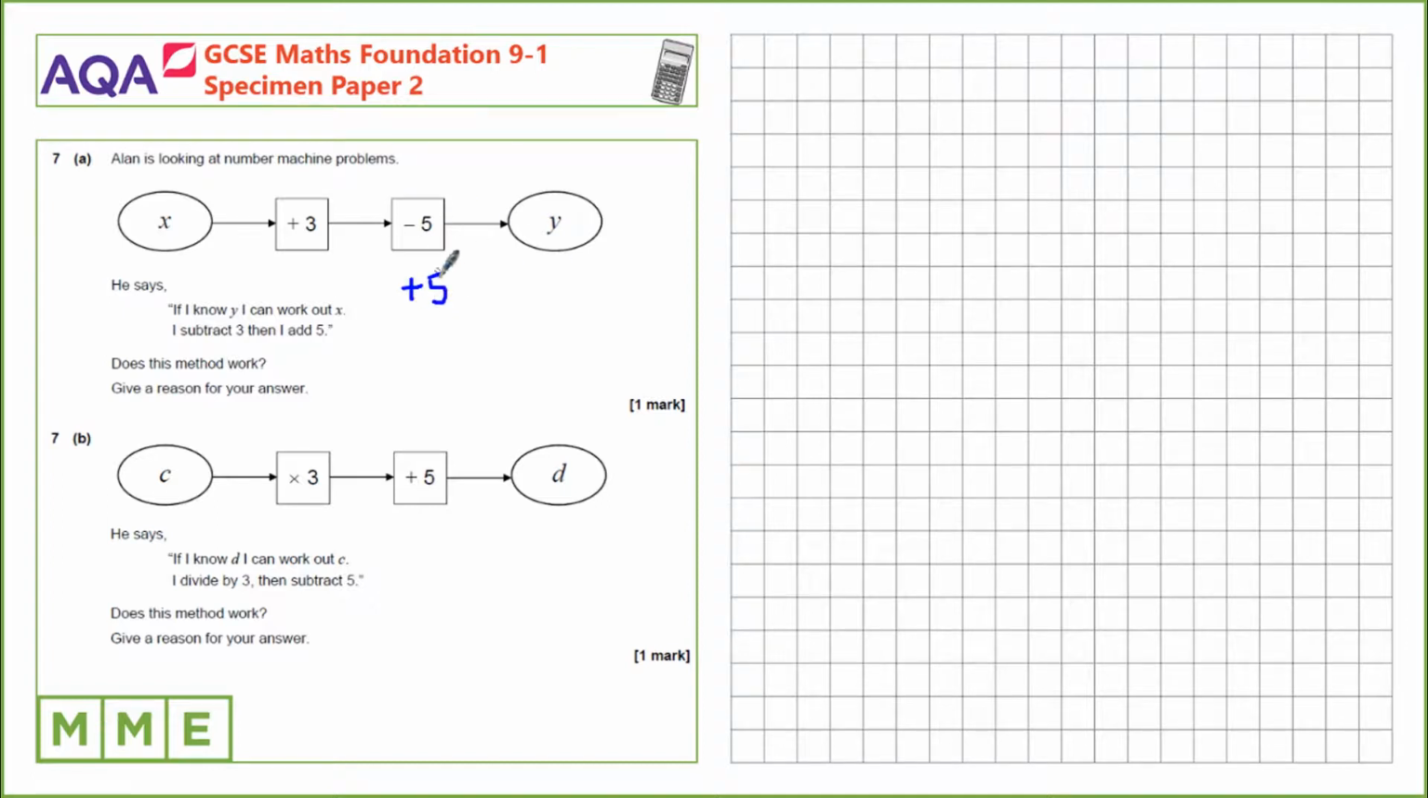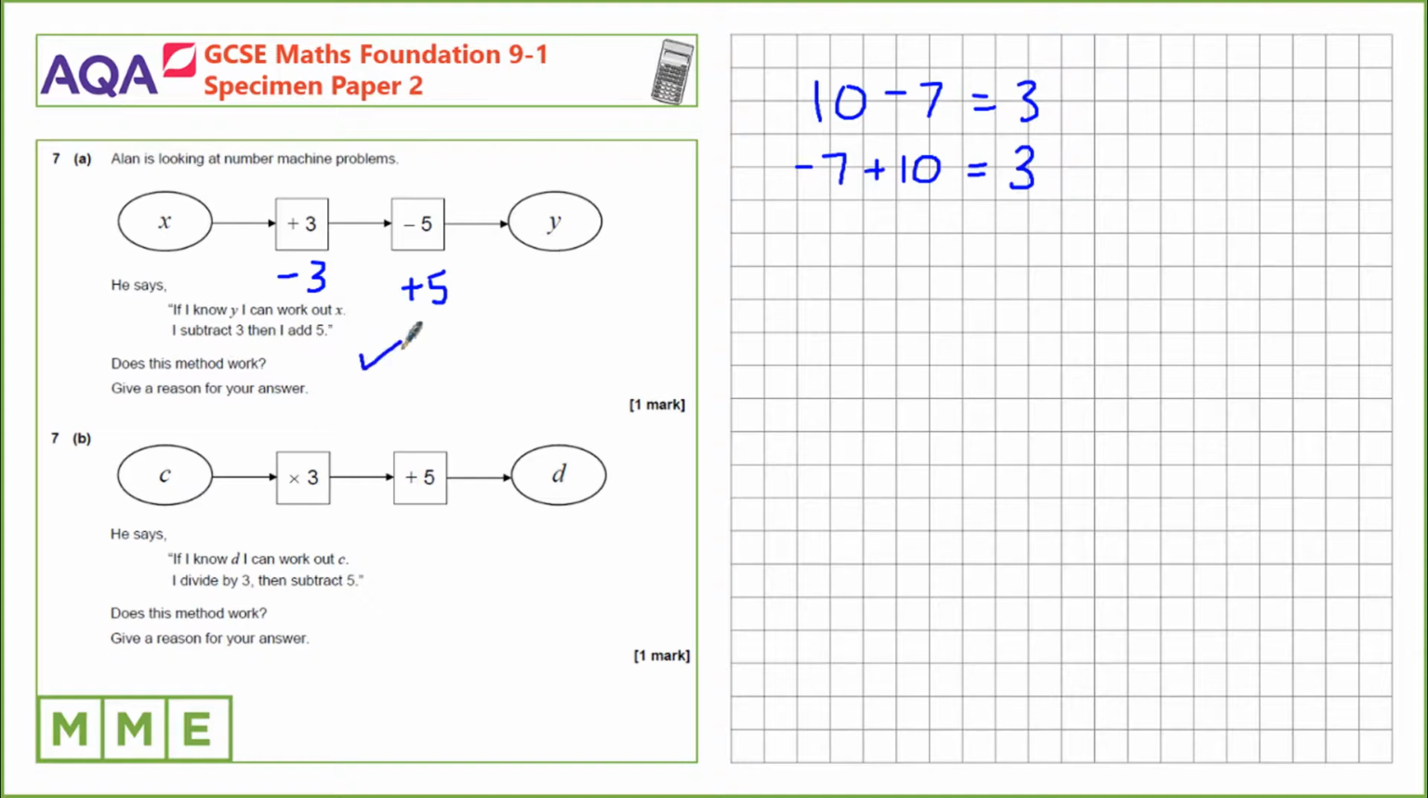5, and then the inverse here, which would be to subtract 3. And then we've had x. Alan says he can do those in the other way around, which we can do for addition and subtraction. For example, 10 take away 7 is 3, and minus 7 plus 10, which is the opposite way around, is still 3. The order of these two operations doesn't matter.